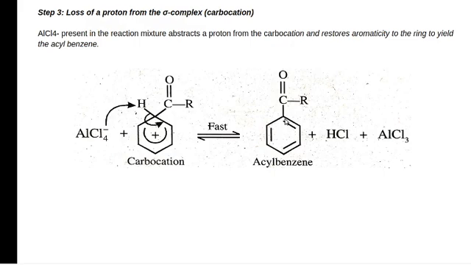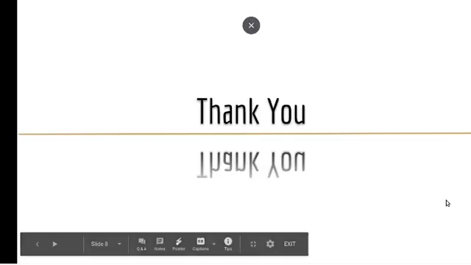So these are the two electrophilic substitution reactions, that is Friedel-Crafts reactions. One is Friedel-Crafts alkylation reaction, another one is Friedel-Crafts acylation reaction. In Friedel-Crafts alkylation reaction, the electrophile is a carbocation. In Friedel-Crafts acylation reaction, the electrophile is the acylium ion RCO+. These are all about some common aromatic electrophilic substitution reactions. Thank you.